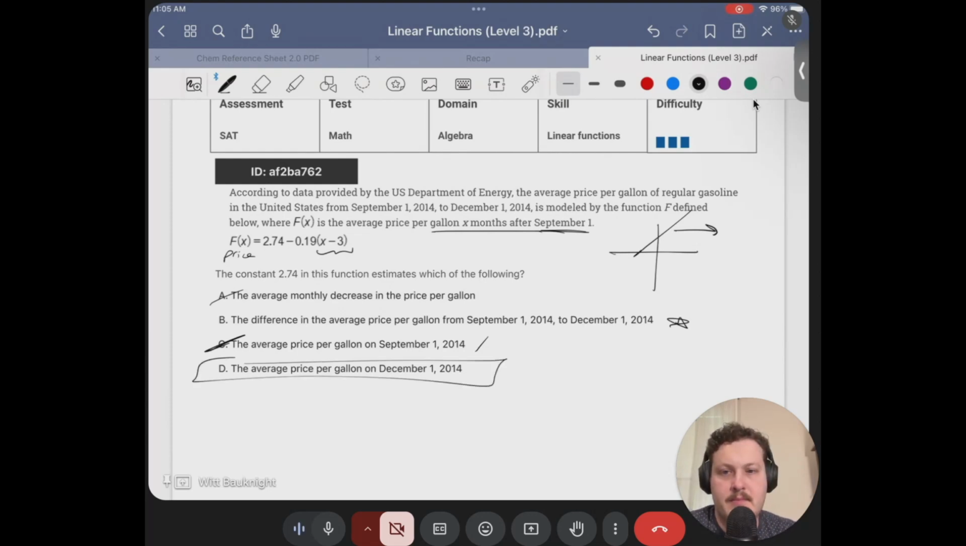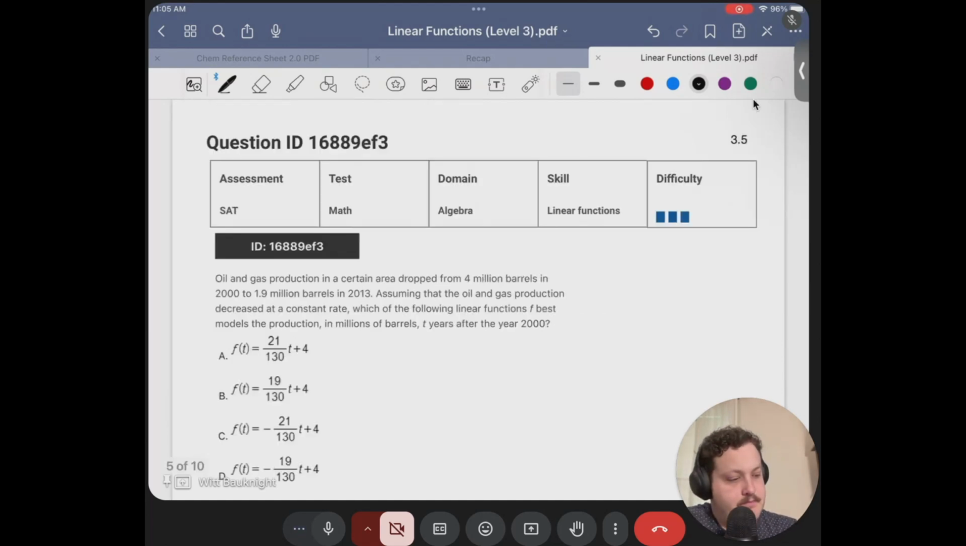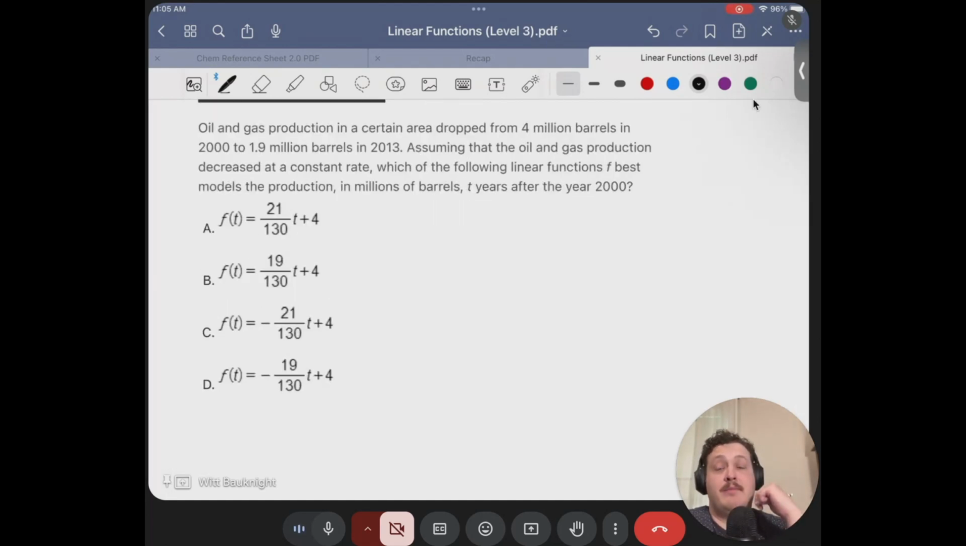Going with D. Because it is true. If I plug in 3 right here, this will all go to 0 and the price will be such. So I'm going with D. Took too long on that one.